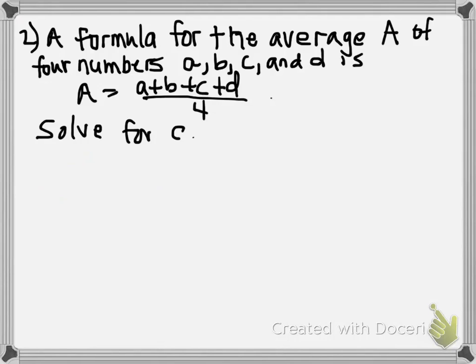So let's see what we got here. We've got big A equals little a plus little b plus our goal variable, little c, plus our little d divided by 4. Okay. So what would be the first step in trying to get the little c alone?